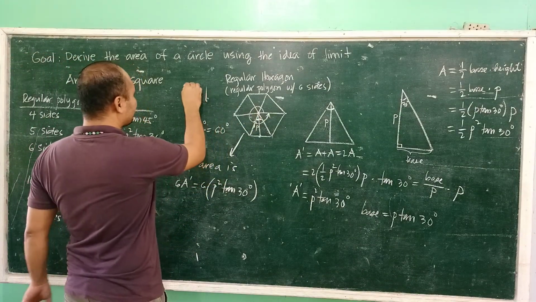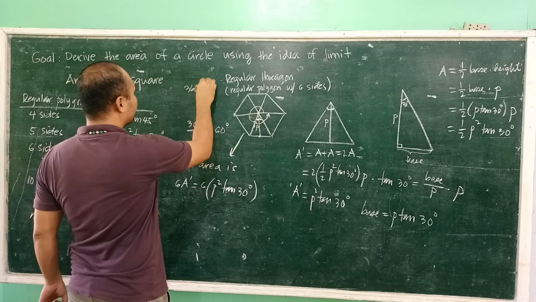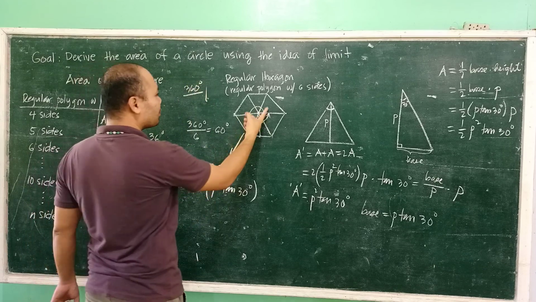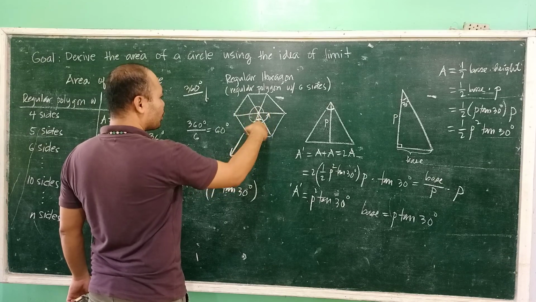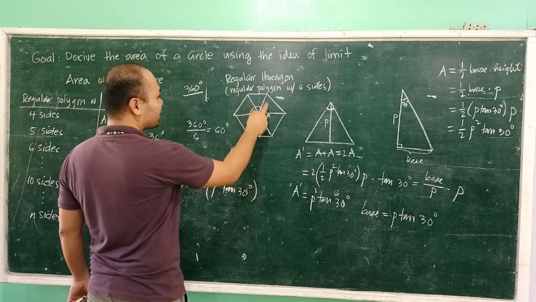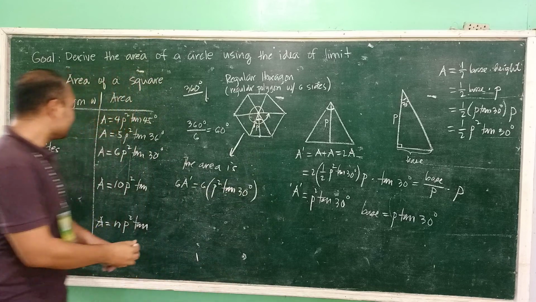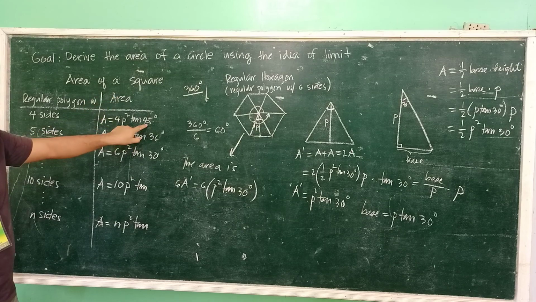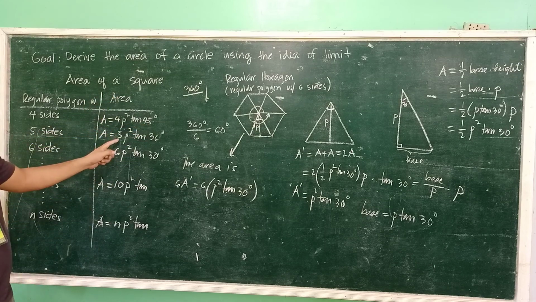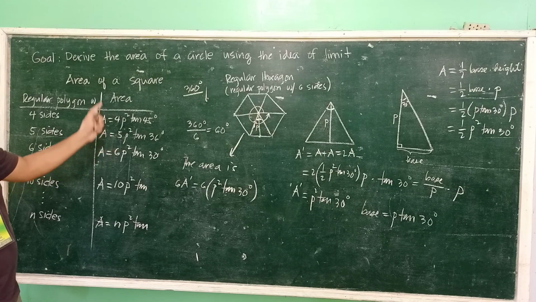First, we divide 360 degrees by the number of isosceles triangles formed. In this case, you have 360 divided by 6. In this case, you have 360 divided by 4, then divide it again by 2, you have 45. 360, you divide it by 5. So, the answer is 72. Divide it again by 2.